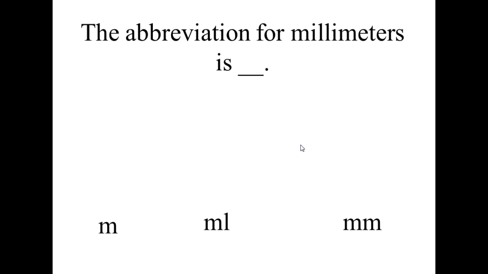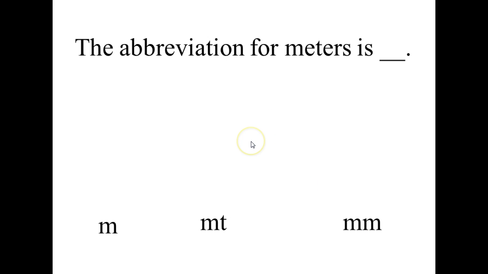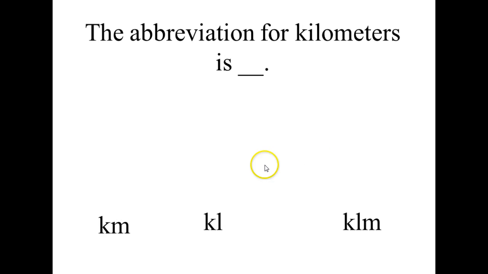For most of going through this, I'm just going to read through it, give you a chance to answer fast, and then I'll click on the right answer for you. The abbreviation for millimeters is mm. Abbreviation for centimeters is cm. Abbreviation for meters, just m. Abbreviation for kilometers, km.